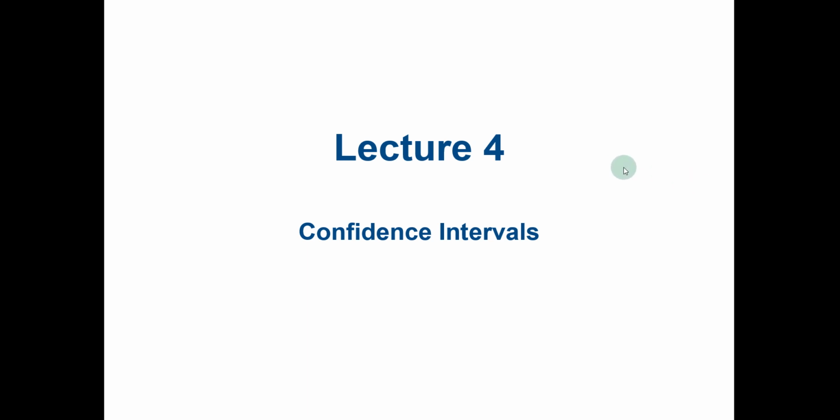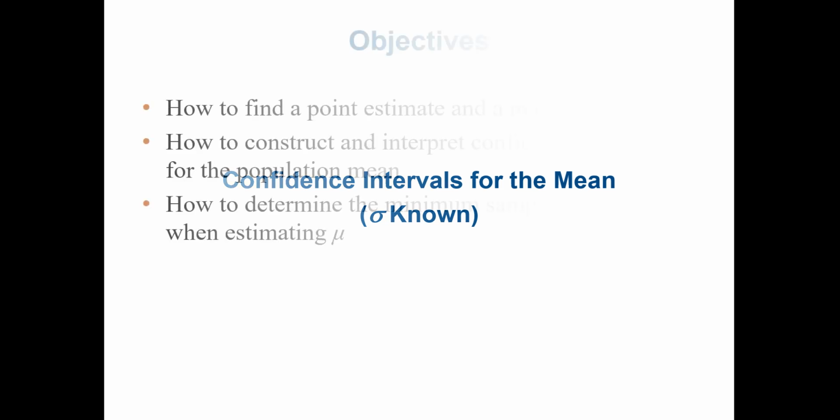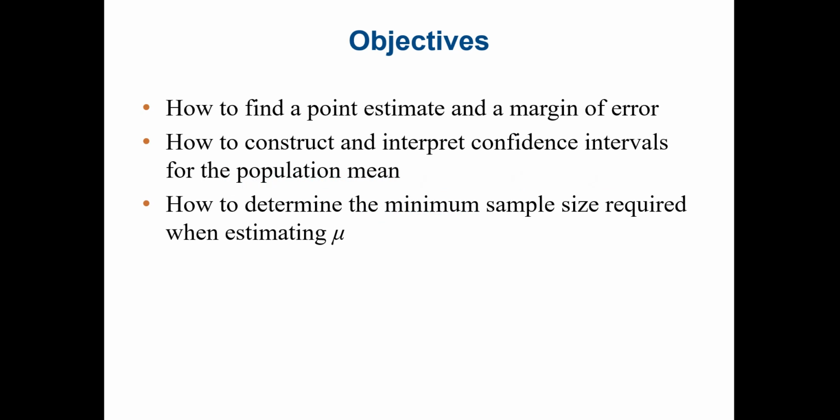Welcome to this lecture on confidence interval. We are going to be looking at two cases. The first case is where your sample size is greater than or equal to 30, or the population standard deviation, sigma, is known.